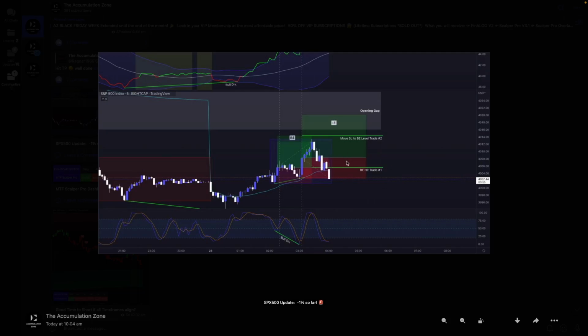Today wasn't a great London session for the Scalper Pro stochastic RSI strategy on the S&P 500 index, because this trade was a losing trade, -1%. This one was a break-even trade. Luckily, I made all my losses back on those 2 gold trades.